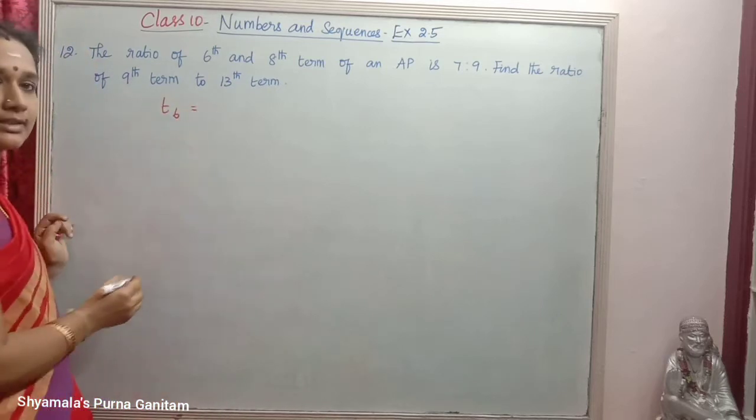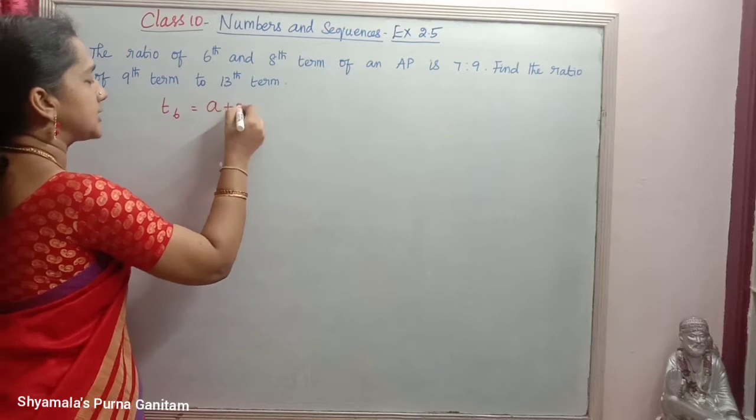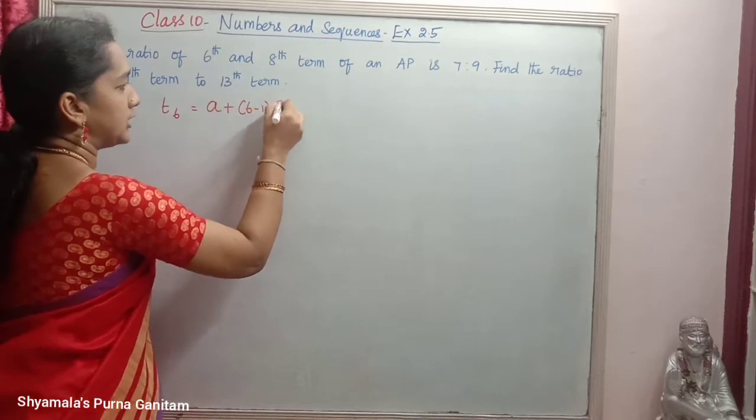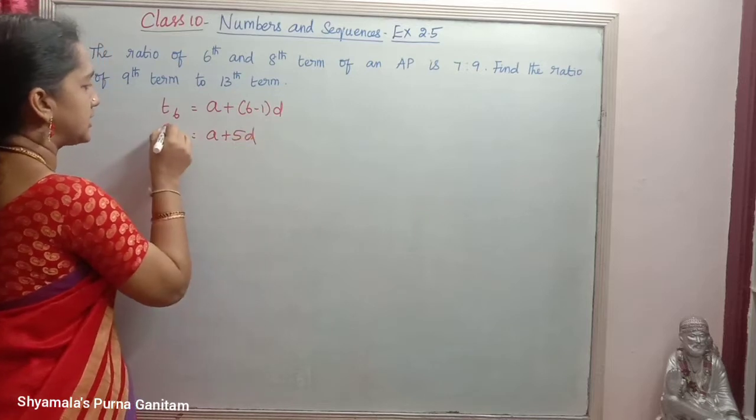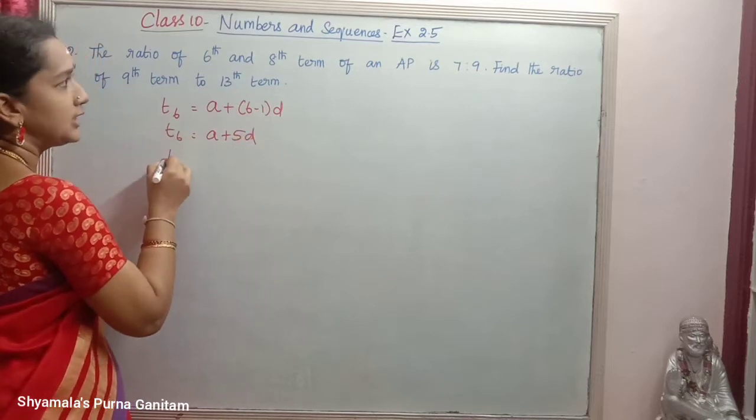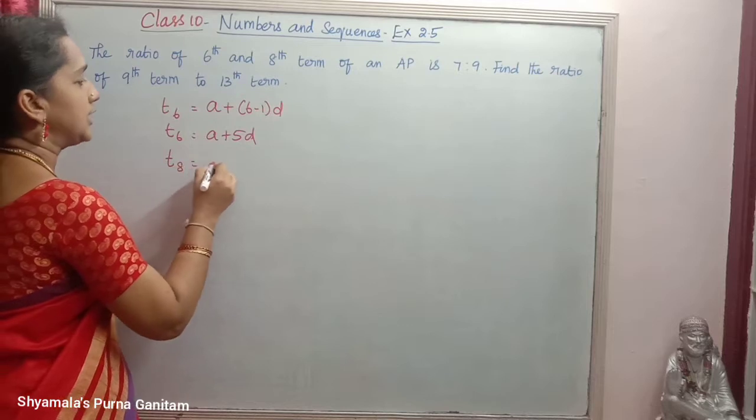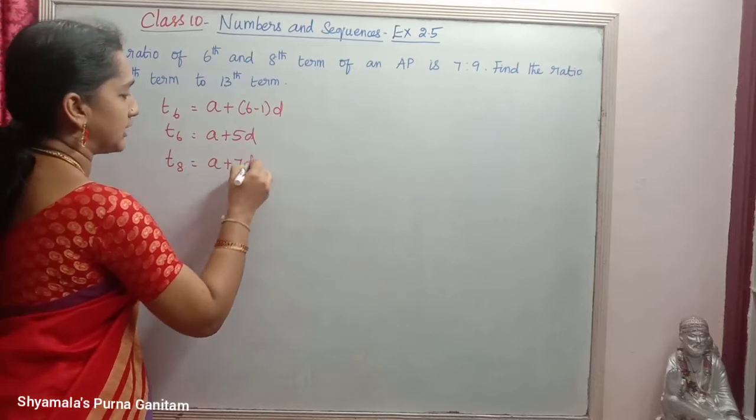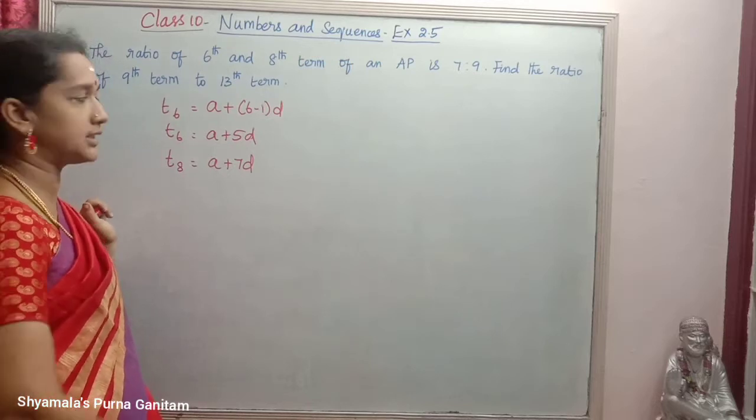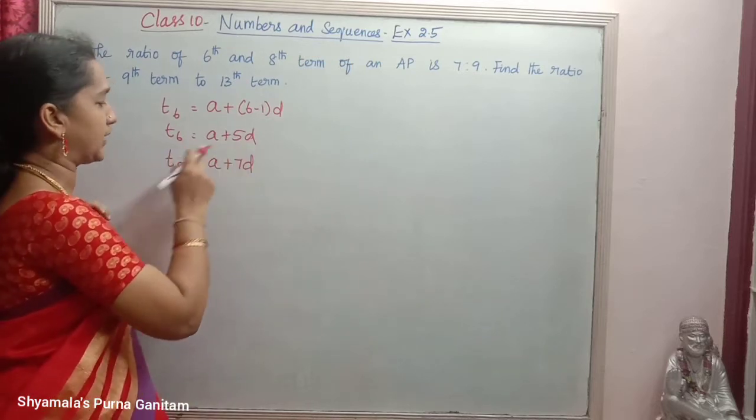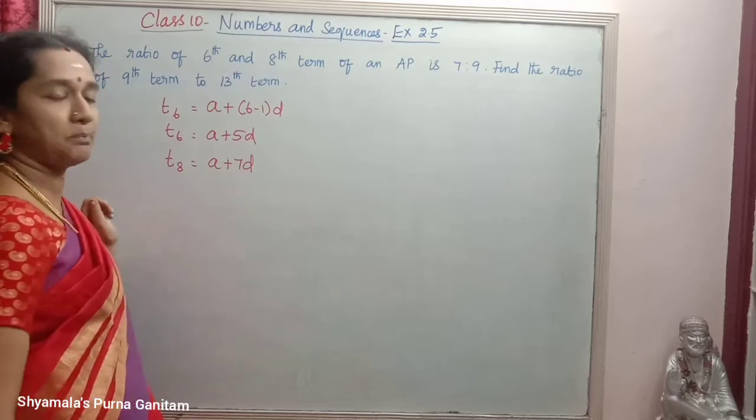So the 6th term is T6. T6 is equal to A plus 6 minus 1 into D, that is A plus 5D. In the same way, T8 is A plus 8 minus 1 into D, that is 8 minus 1 is 7, so A plus 7D. So T6 is A plus 5D and T8 is A plus 7D.